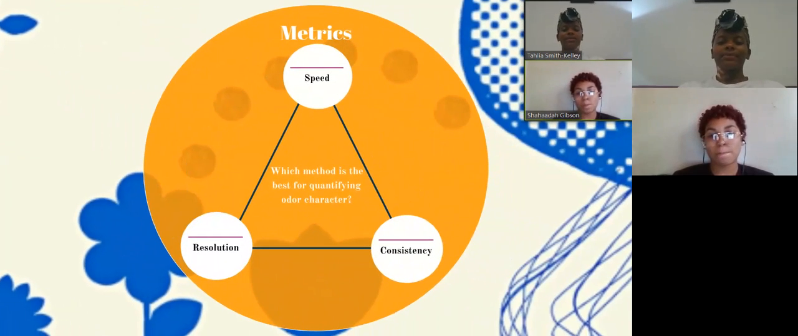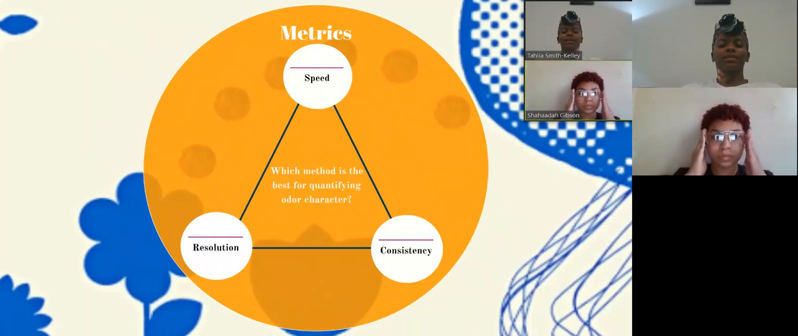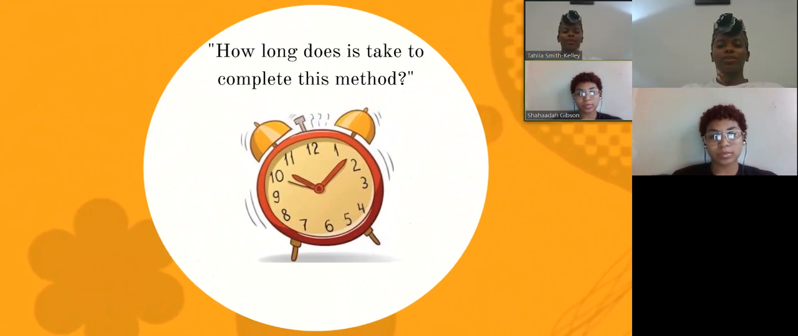When evaluating these methods, we're trying to see which method is the best for quantifying odor quality. And there are 3 different metrics that go into it. The first one is speed. So how long does it take to complete this method? A good method is one that can give you high quality information in a short amount of time. One that gives you high quality information in a longer amount of time isn't a good method because it takes too long.